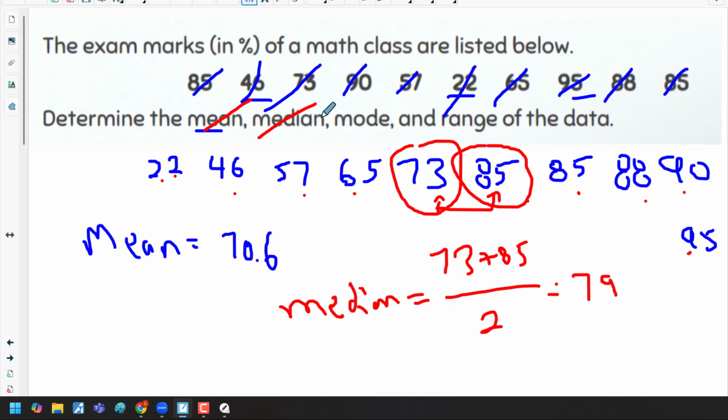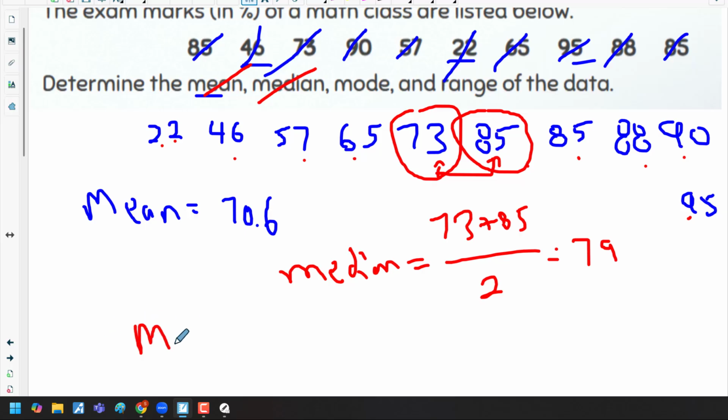And the mode is the easiest one. It's the one number that repeats the most. Now, if there are no numbers that are repeating, then the answer is there is no mode. But in this case, the mode is 85. Very easy.